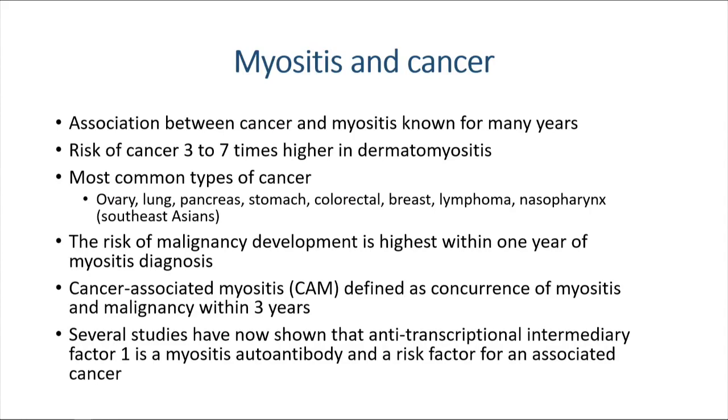In fact, the definition is slightly more broad, and cancer-associated myositis is defined as the concurrence of myositis and malignancy within 3 years. Bottom line here is that there have been a wealth of studies now showing that this antibody, anti-transcriptional intermediary factor 1, is a myositis antibody that comes with a substantial increased risk of an associated cancer.